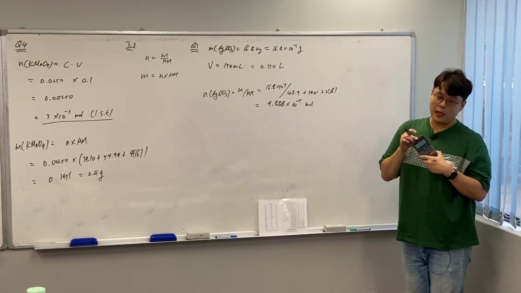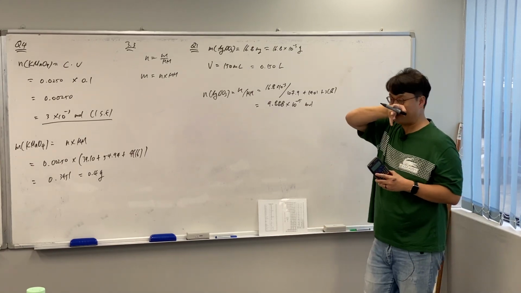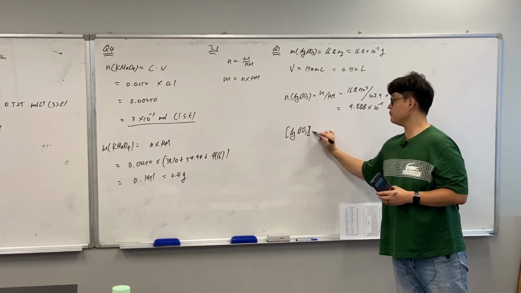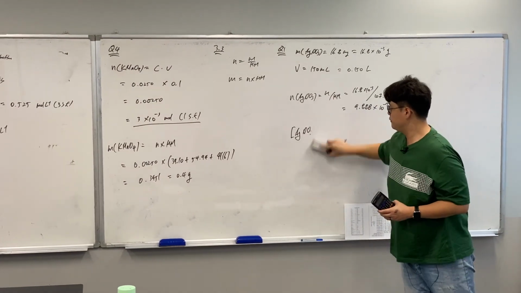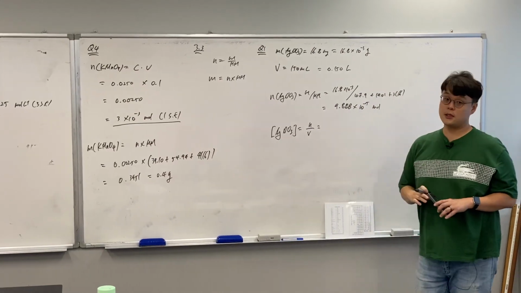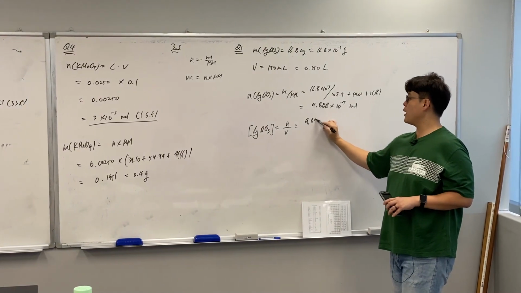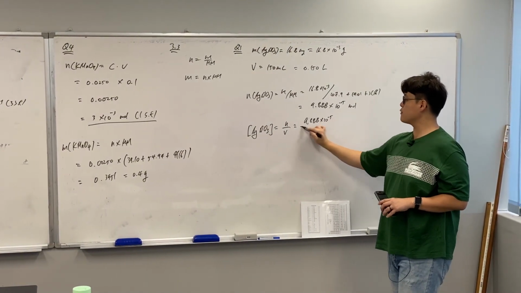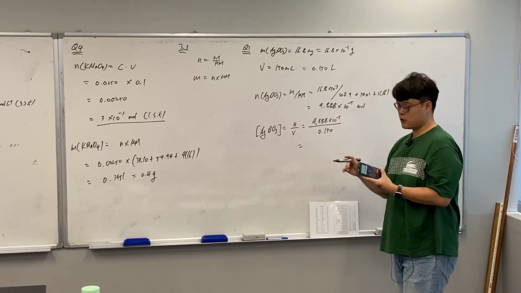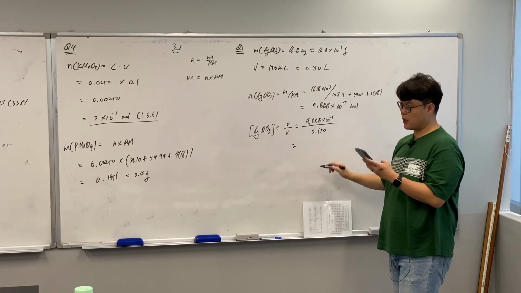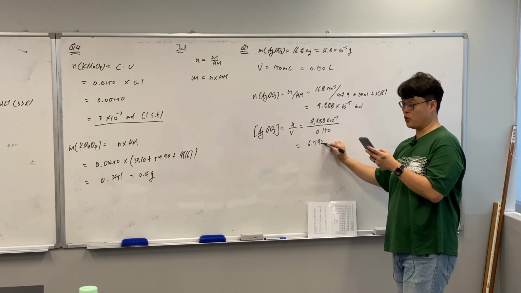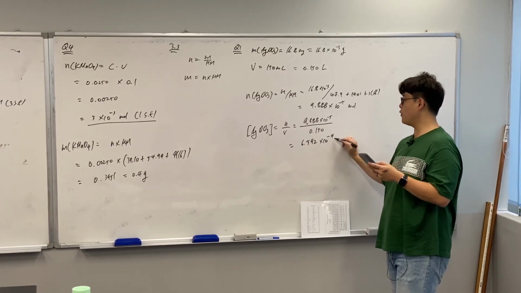Now, save your exact value in your calculator because we've got to use that to find the concentration of silver nitrate, AgNO3. That is n over V like this. So put in 9.888 times 10 to the power minus 5 divided by the given volume that we found on top, that's 0.150. Then you should get 6.592 times 10 to the power of minus 4 mole per liter.